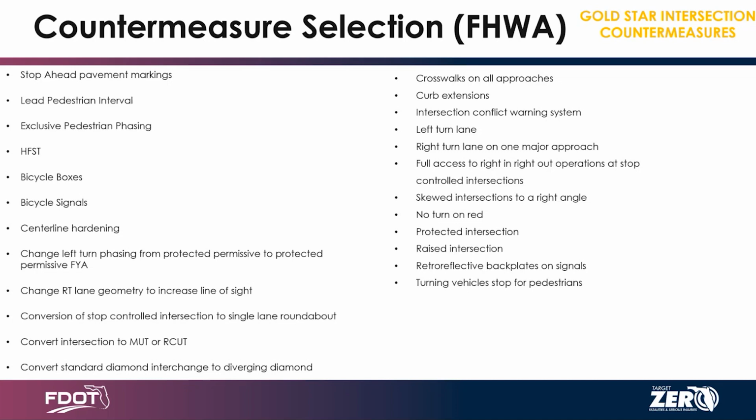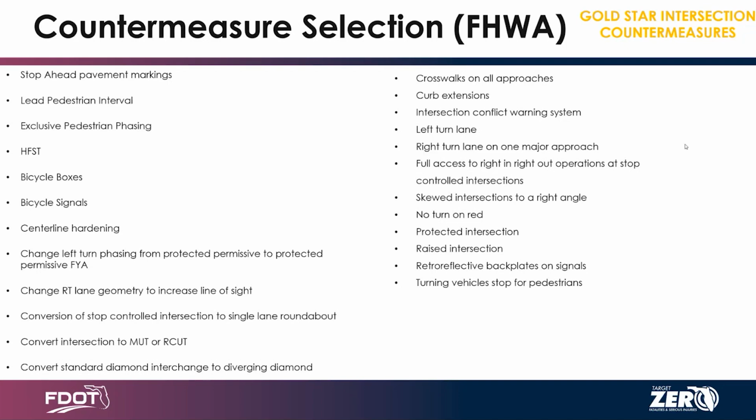I'm not going to read off all of them on the slide, but there are different categories that we're going to be focusing on. We're going to be focusing on unsignalized intersections, signalized intersections, geometric changes, phasing changes, and also alternative intersections, and then there's also going to be a focus on low cost countermeasures for implementation as well.